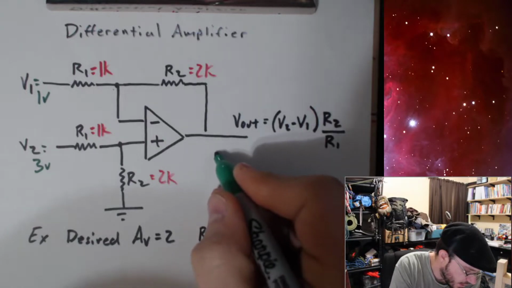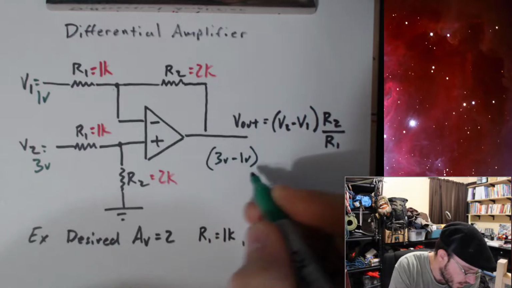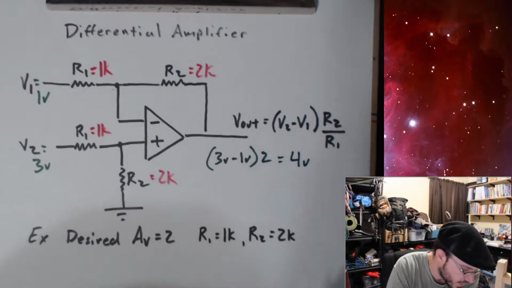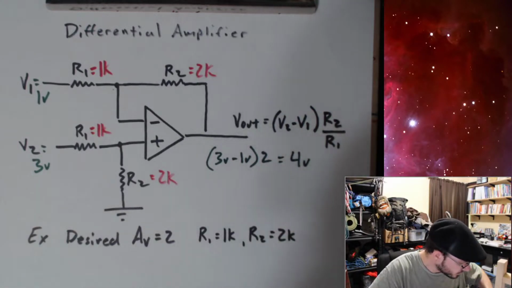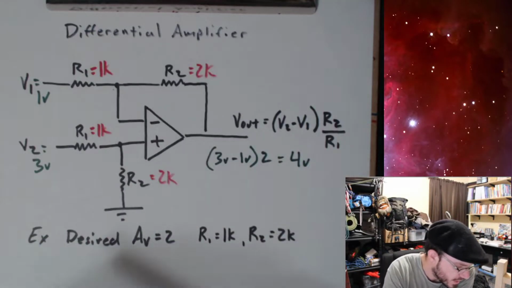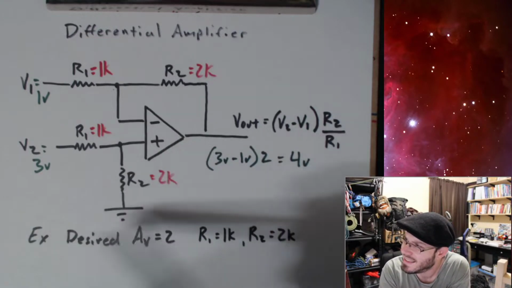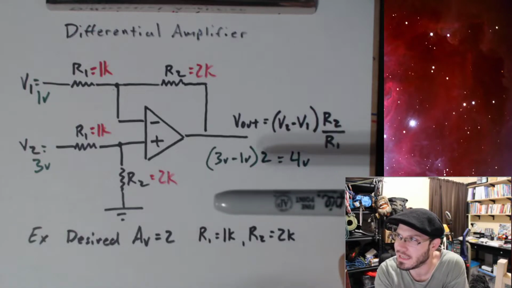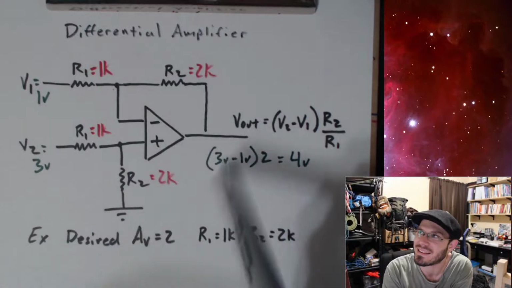We should get 3 volts minus 1 volt times 2 equals 4 volts. Okay. And I think as far as setting up this differential amplifier and applying the equation, this is actually pretty simple, pretty straightforward. I think the nitty-gritty details is always in the application of this and why is this useful.